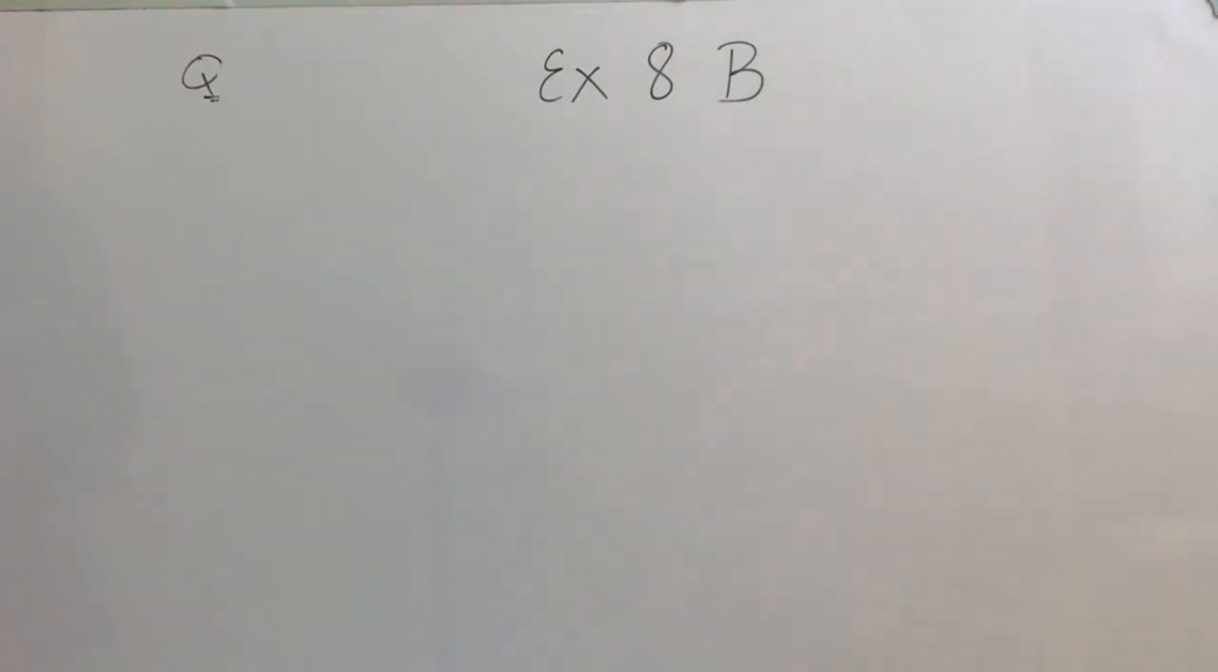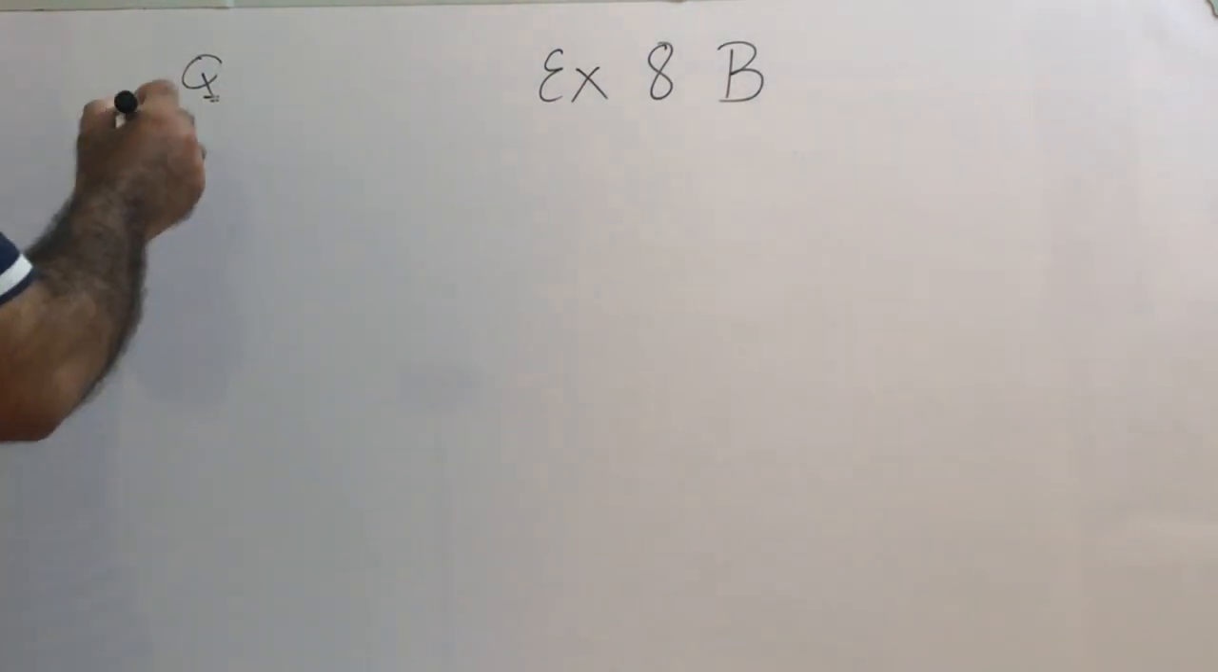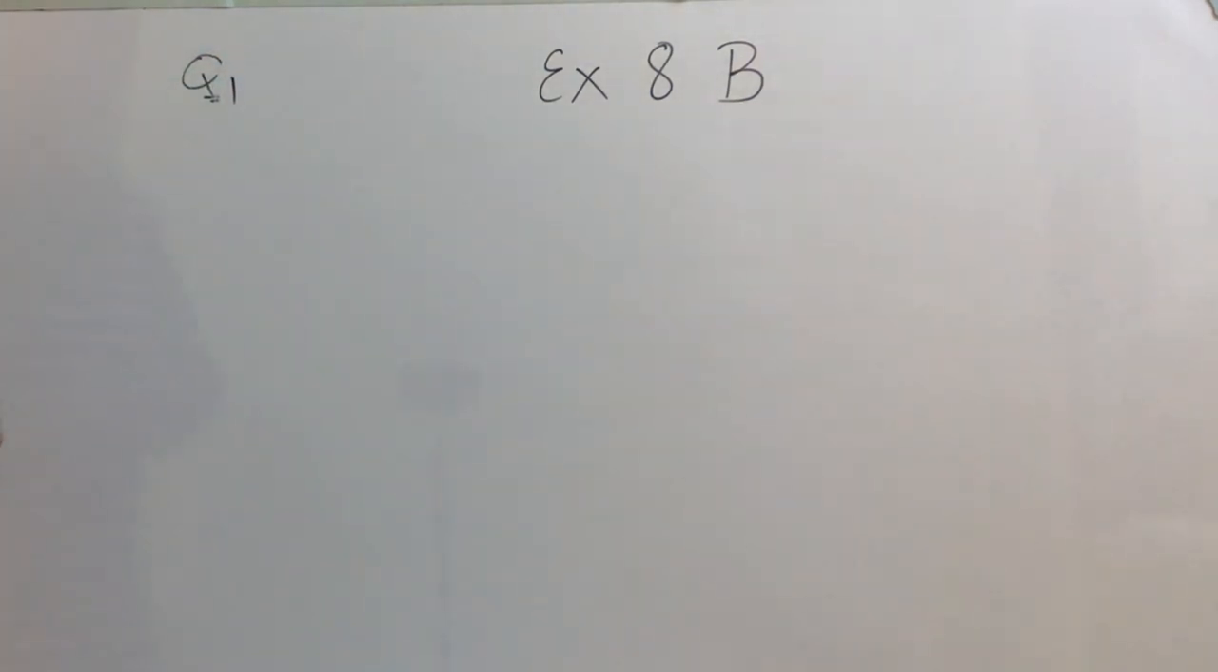Bismillahirrahmanirrahim. Now we'll be doing exercise 8b, page number 199. Chapter name is percentage. We will be doing question 1. Question 1 is: find the value of each of the following.